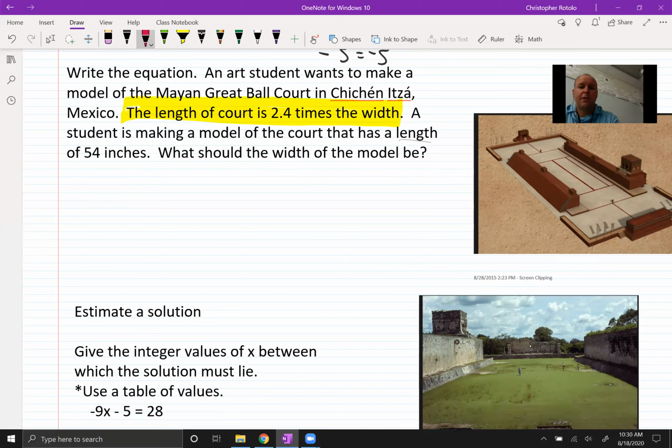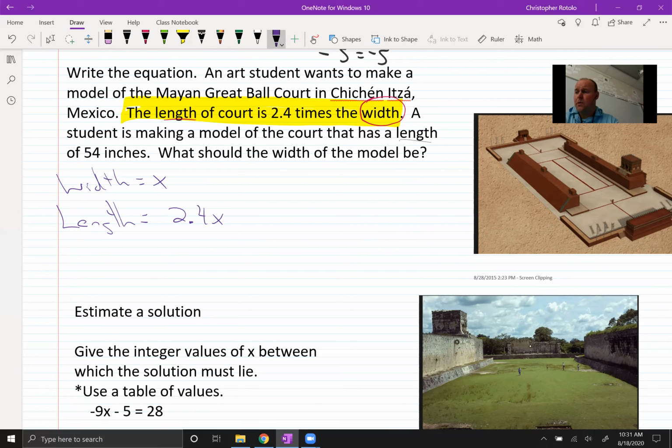The next thing I'm going to do is go to the very end, and I'm going to circle whatever's on the end, right? So we're talking about length and width. What's on the end is width. So automatically right now, the thing I know is the width equals x. And then the length is going to be 2.4 times that, 2.4 times x. All right, a student is making a model of the court that has a length of 54 inches. What should the width of the model be?